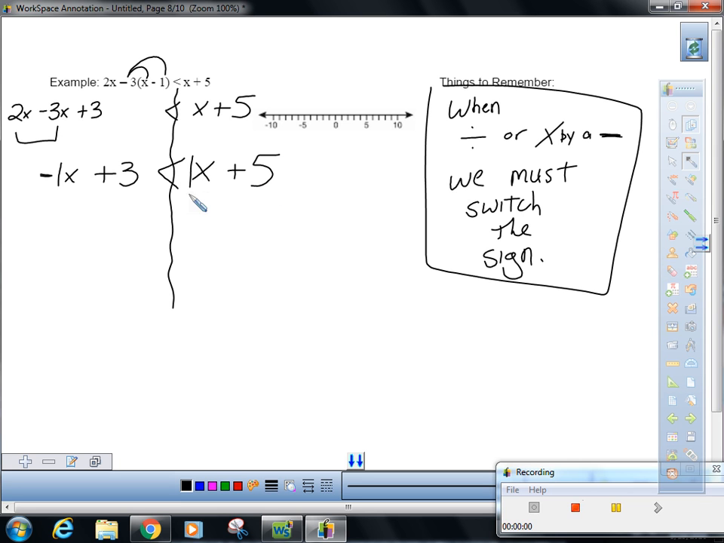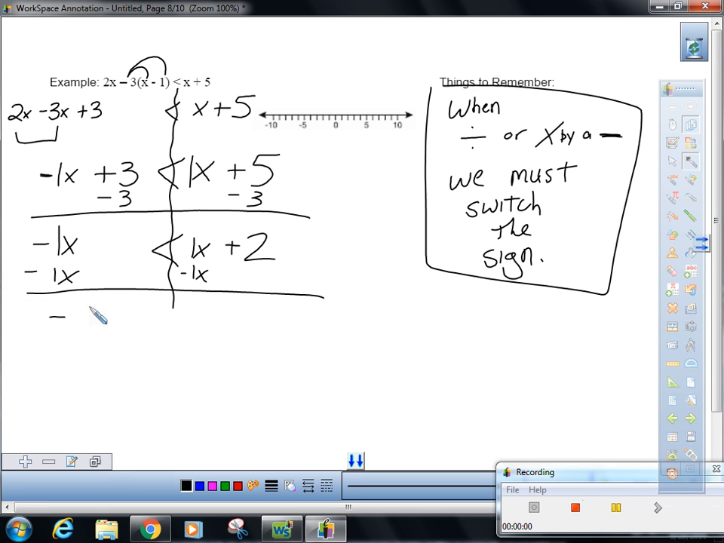That's a 1x. Let's subtract 3 from both sides. You get a negative 1x is less than 1x plus 2. Subtract 1x from both sides. You get a negative 2x is less than a positive 2. Here's where the rule is going to come into play. Divide both sides by negative 2, and you get x. Got to switch the sign there because we divided each side by a negative.